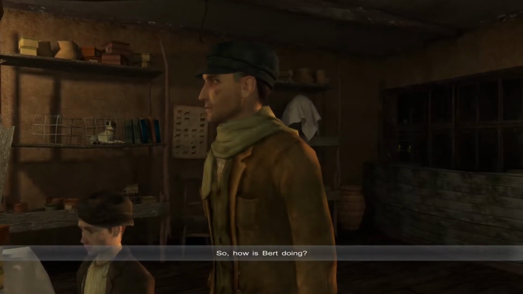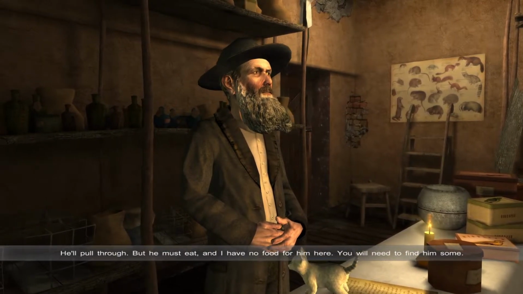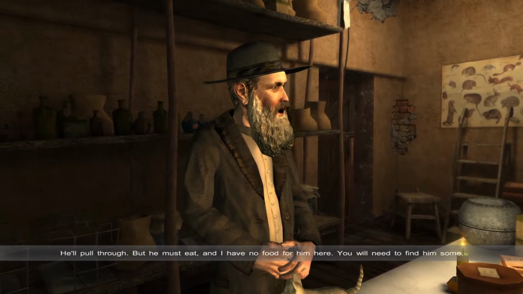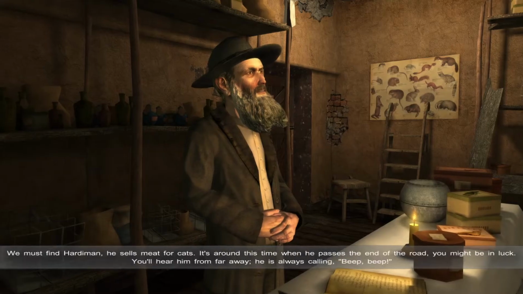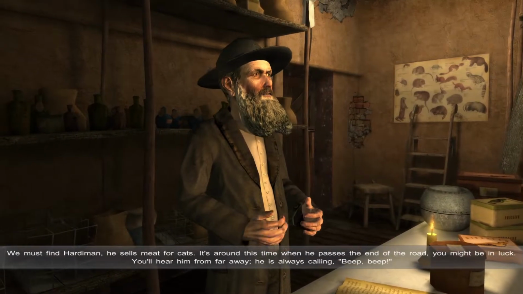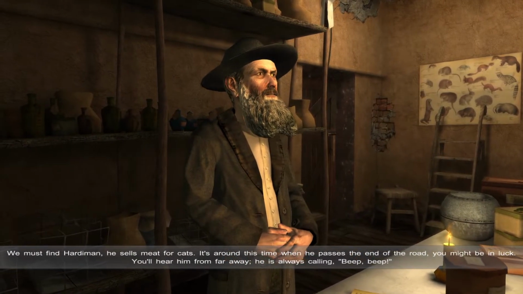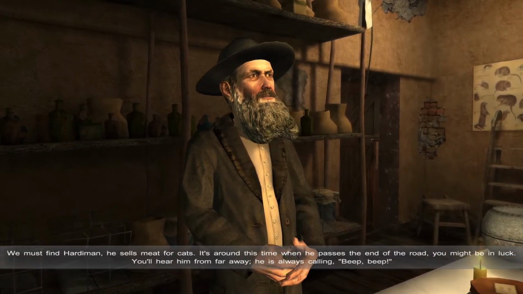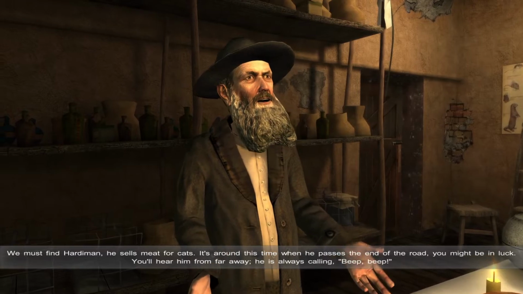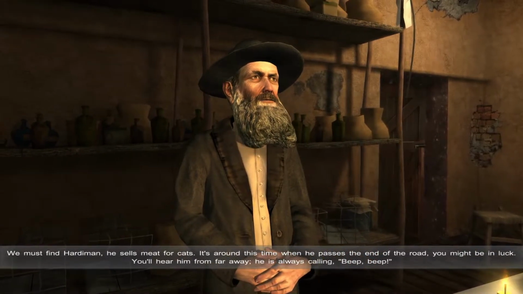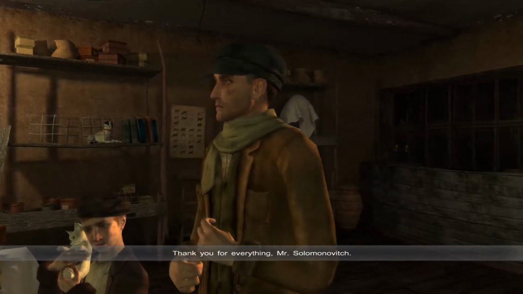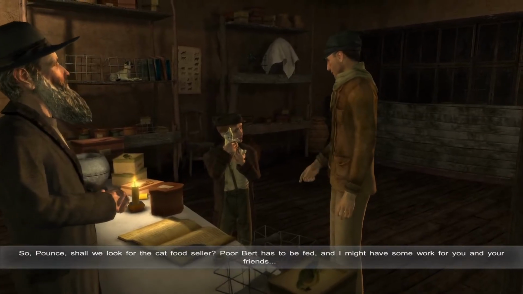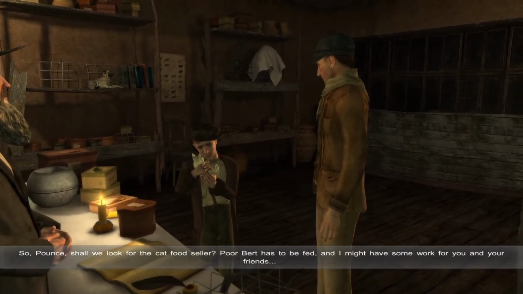So, how is Bert doing? He'll pull through. But he must eat, and I have no food for him here. We will need to find him some. And where can we get some cat food? We must find Hardiman. He sells meat for cats. It's around this time when he passes the end of the road. You might be in luck. You'll hear him from far away. He was always calling beep, beep. Thank you for everything, Mr. Solomonovich. So, Pounds, shall we look for the cat food seller? Poor Bert has to be fed, and I might have some work for you and your friends.